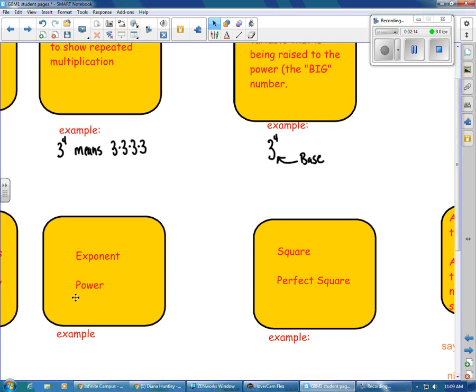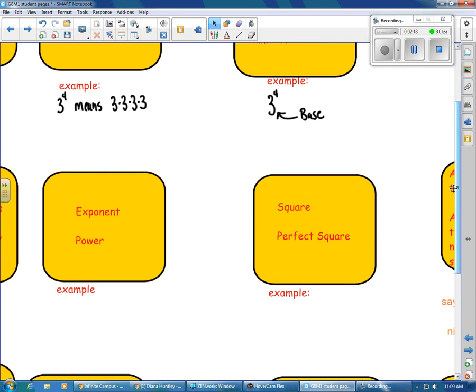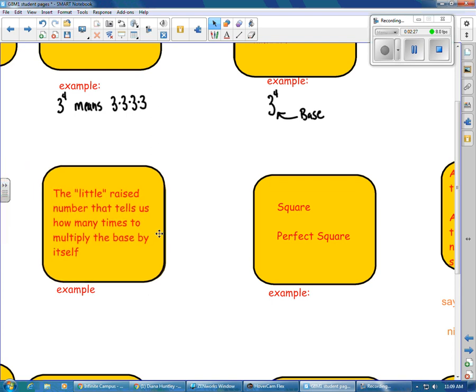Similarly, exponent and power, I've been using them interchangeably on this video as I was in class today. Exponent and power mean the same thing. We say 3 to the 4th power, 4 is the exponent. It's the little number that tells us how many times to multiply the base by itself. So again, 3 to the 4th power, the 4 is the exponent.